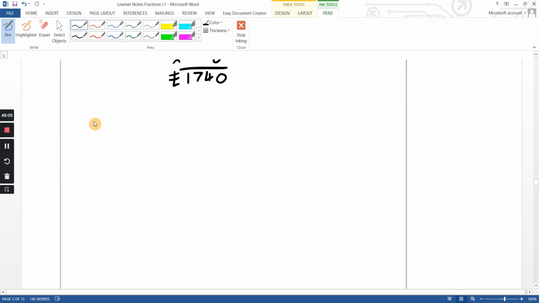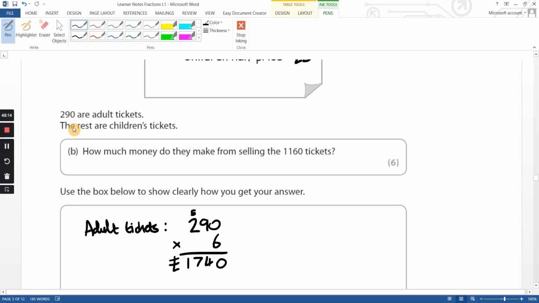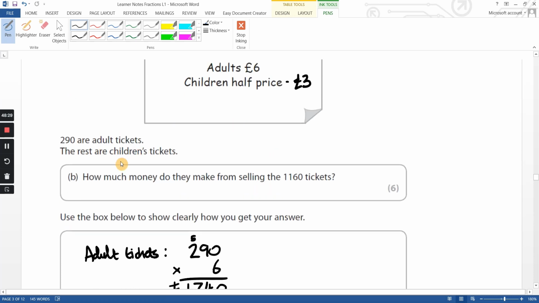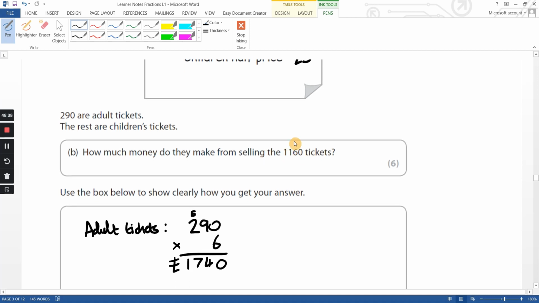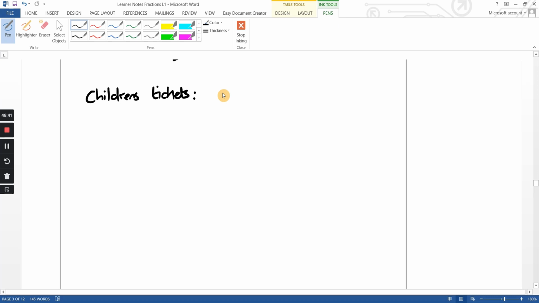Okay. Children's tickets. Let's do that next. Well, we don't know how many they sold, but they did say the rest of the tickets. The rest are children's tickets. Okay, so they did say it's out of 1,160. So let's do 1,160 take away 290. Which will tell us the rest. I'm gonna have to borrow here. Borrow again. So we've got this many tickets.